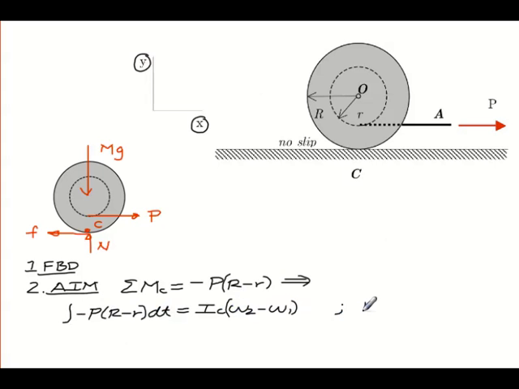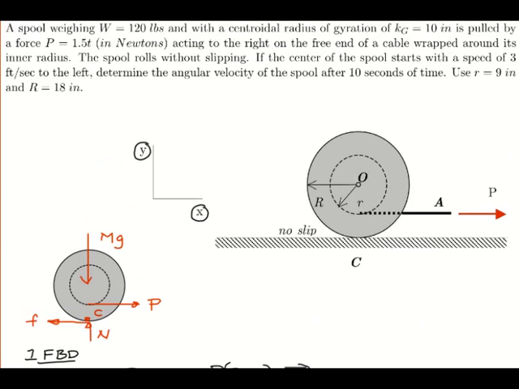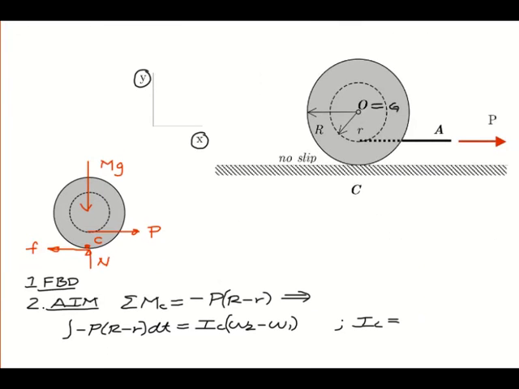Keep in mind that IC is the mass moment of inertia about C, and we're given the mass moment of inertia in terms of what it is about G, which is the same thing here as point O. So we'll say that IC is equal to IO plus M big R squared. So that'll be kO squared plus R squared, times M.